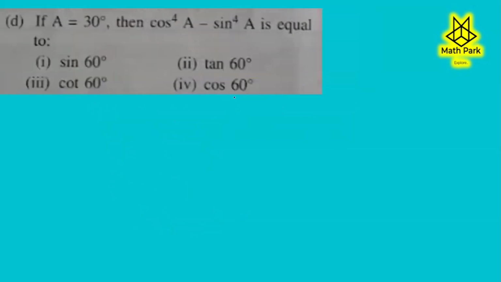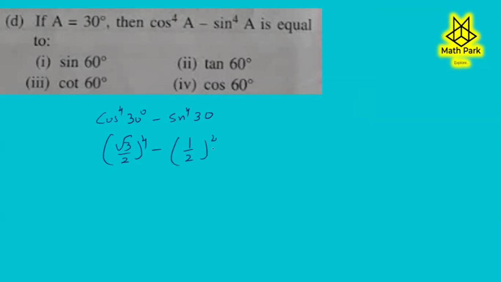The next MCQ. If A is equal to 30, then cos to the power 4A minus sine to the power 4A is equal to what? So that means cos to the power 4 of 30 degree minus sine to the power 4 of 30 degree. Put the values. Cos of 30 is root 3 by 2 to the power 4, minus sine 30 is half to the power 4.